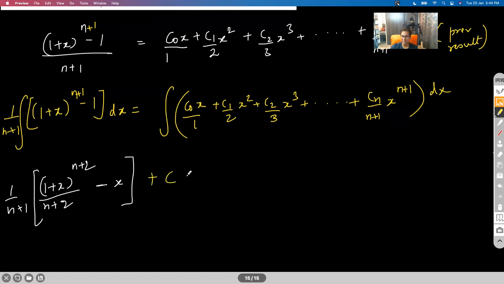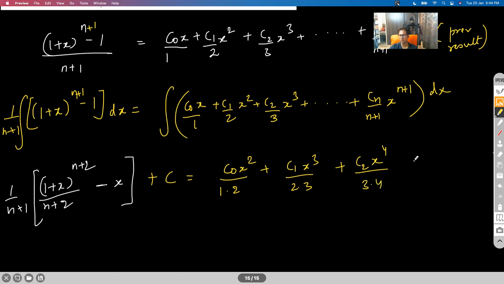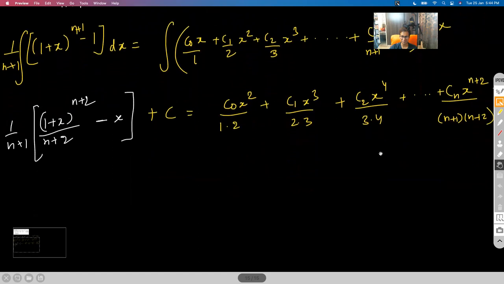Immediately put a constant of integration the moment you are integrating it. And this is going to become c0 x square by 2. So can I write that 2 as 1 into 2? Same here, c1 x cube by 2 into 3. Then c2 x4 by 3 into 4 till cn x to the power n plus 2 by n plus 1 n plus 2. Am I right?